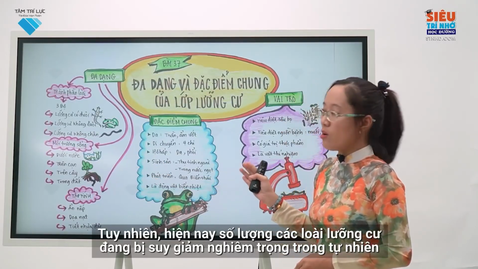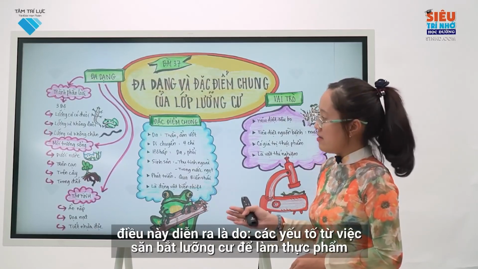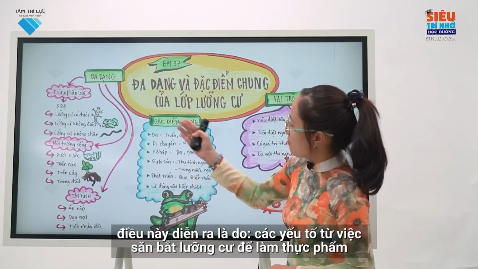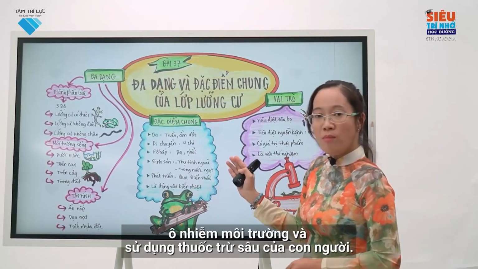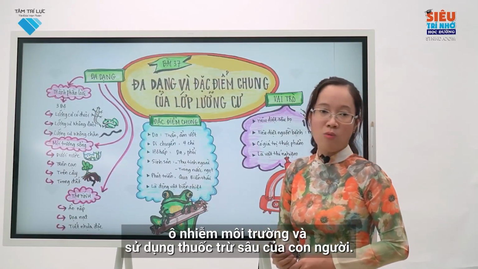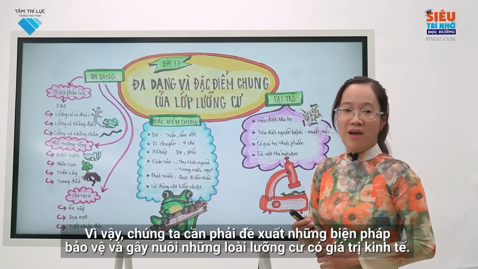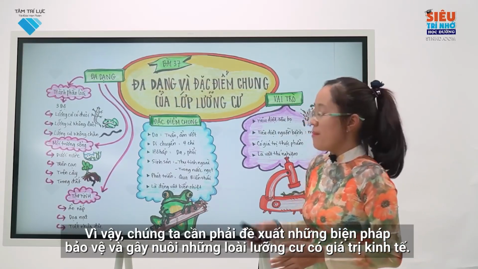However, recently the number of amphibians is decreasing severely in the wild. This is due to factors ranging from hunting amphibians for food, to environmental pollution, and human use of pesticides. Henceforth, we need to propose measures to protect and breed economically valuable amphibians.